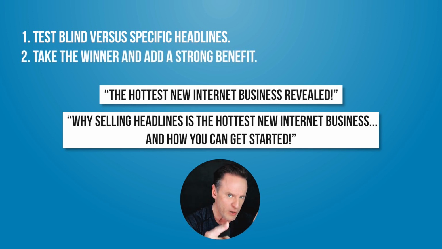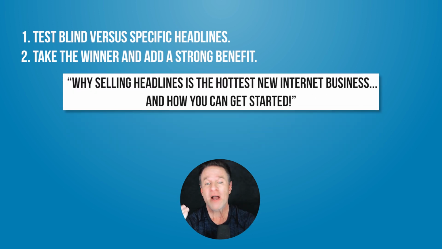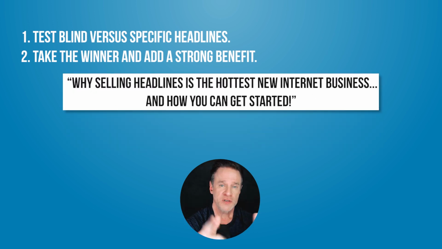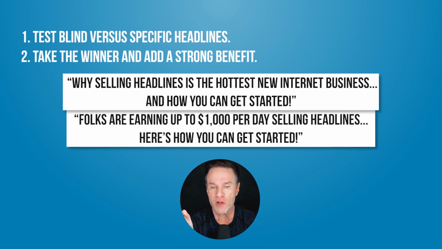Now, you're going to take the winner and you're going to add a benefit to the headline and test it against the winner. So here's what this may look like. Let's say the winner was 'Why selling headlines is the hottest new internet business.' So you might want to take it and add this to it: 'Folks are earning up to $1,000 per day selling headlines. Here's how you can get started.' See how specific that is? And also benefit rich. People are earning up to $1,000 a day.